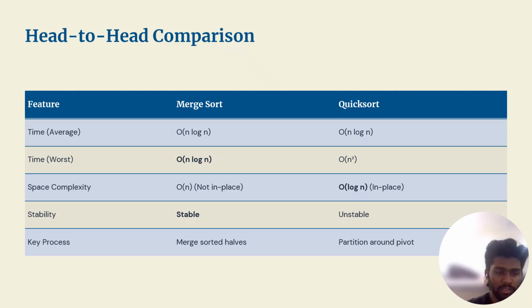Like key process, Mergesort divides first and then merges bottom up, while Quicksort partitions first and then recursively sorts top down. So by this we can say that Quicksort is generally preferred in practice because of its order of log n space and average order of n log n time with good pivot selection strategies.